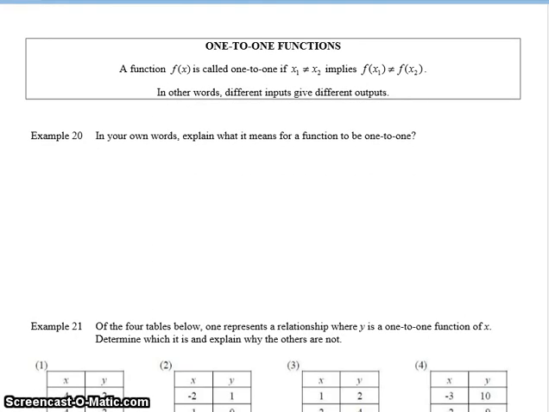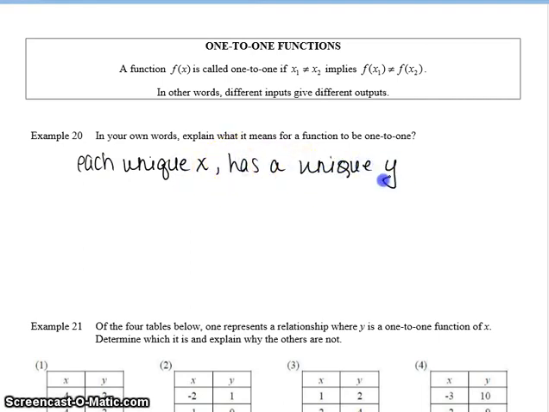One-to-one functions. Okay, again, just memorize every unique x has a unique y. In your own words, explain what it means for a function to be one-to-one. Each unique x has a unique y. So, easy words, no x's repeat. Oops, I can't spell. And no y's repeat.